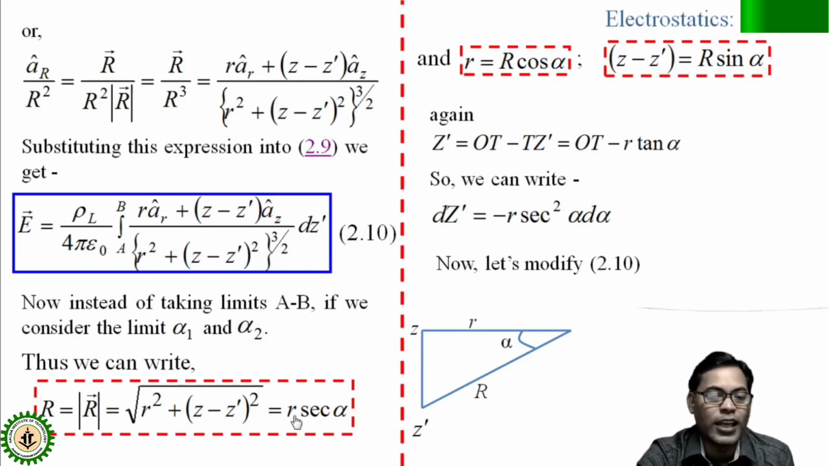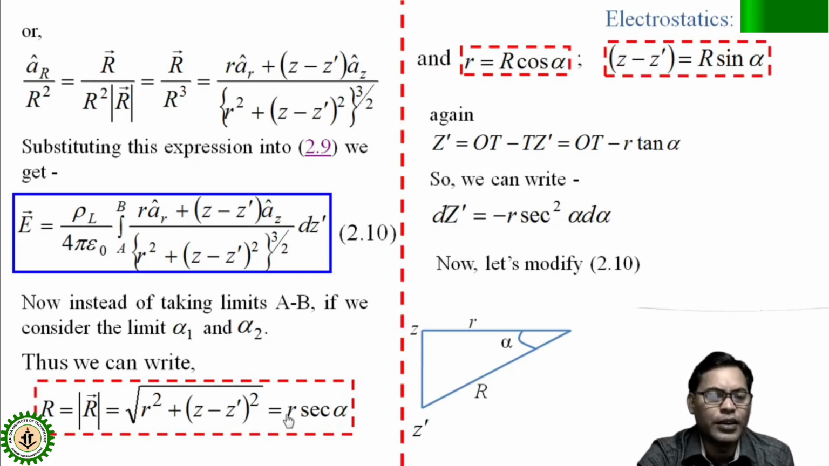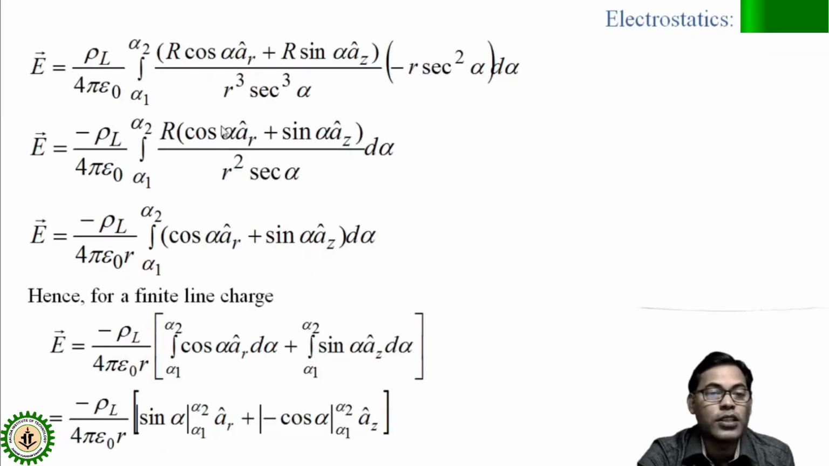can find out that it is R cube sec cube alpha, because if we consider the root as the power half, then if you multiply this by cube, it becomes 3 by 2, that will be r cube sec cube alpha, and you will get that from this expression. So now this expression we got.